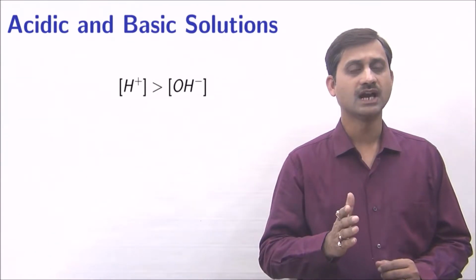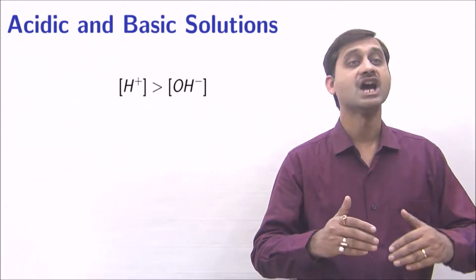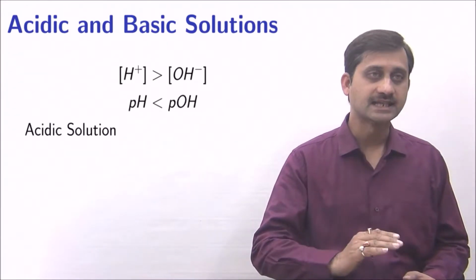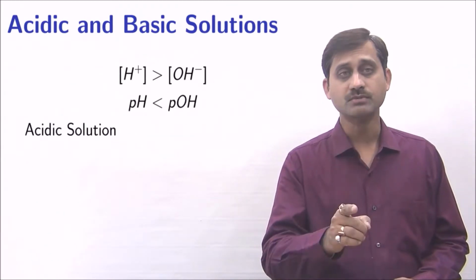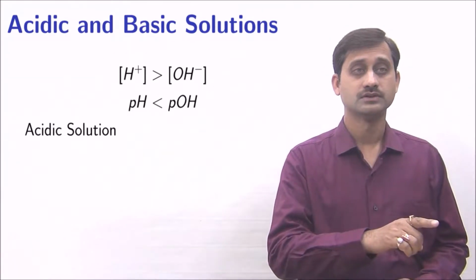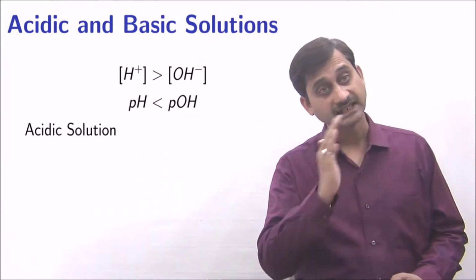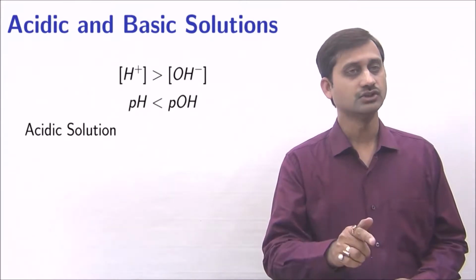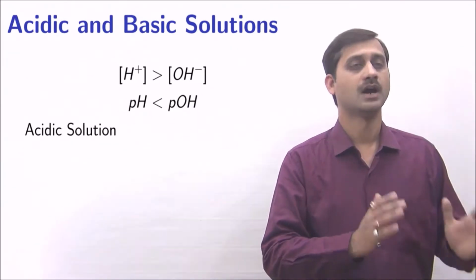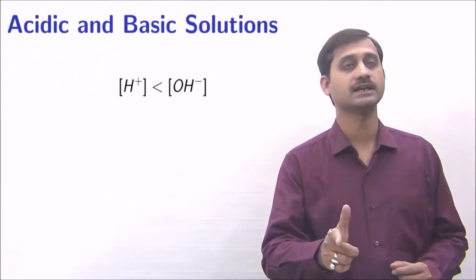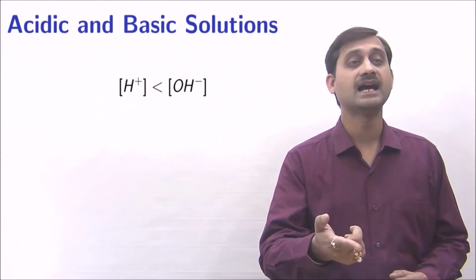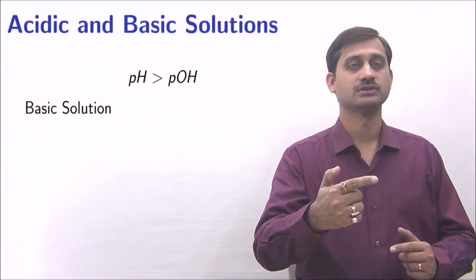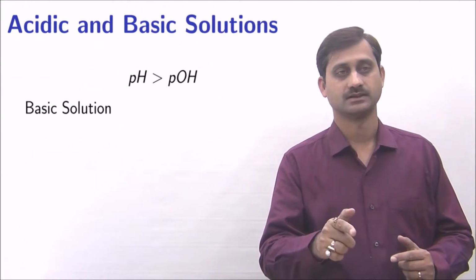A solution in which the concentration of hydronium ion, that is H plus, is greater than the hydroxide ion, that is OH minus, will have pH less than pOH. Here we need to remember that it is the negative log. So if the concentration of H plus is greater than hydroxide, the pH is less than pOH. Such a solution is considered acidic. A solution in which the concentration of the hydroxide ion, OH minus, is greater than the hydronium ion, H plus, will have pH greater than pOH. Such a solution is considered basic.